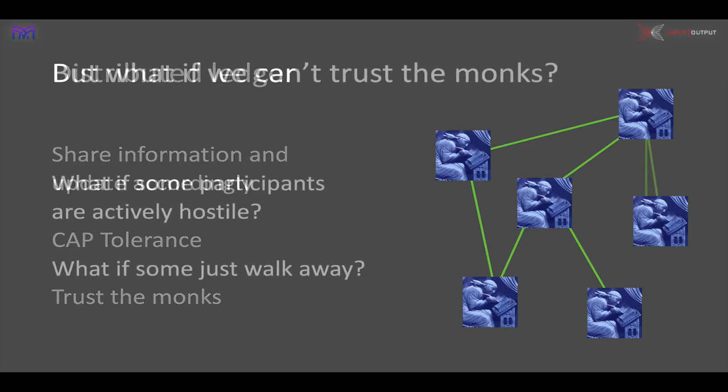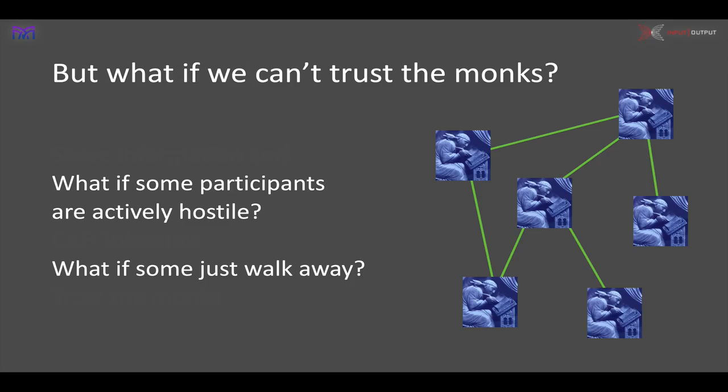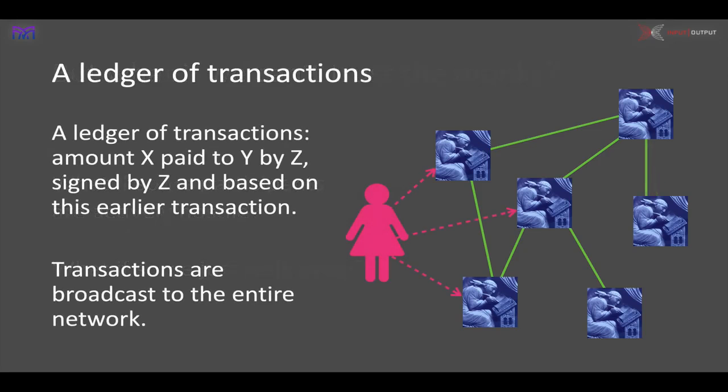all agree. But of course, we could have some participants who were actively hostile, who were trying to change the state of the world, change the state of the ledger, presumably to their benefit. Or we could have some people who just walk away. They think, well, why are we going to continue doing this? So when we're thinking about building a self-sustaining system like this, which has no central authority, we have to think about how we're going to ensure that each of the monks in the end has the same view of what's gone on, has the same view of the ledger, so that we have this consensus about who owns what.